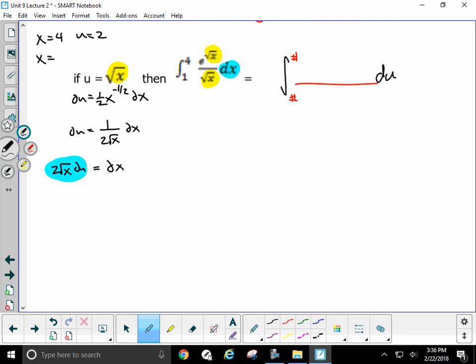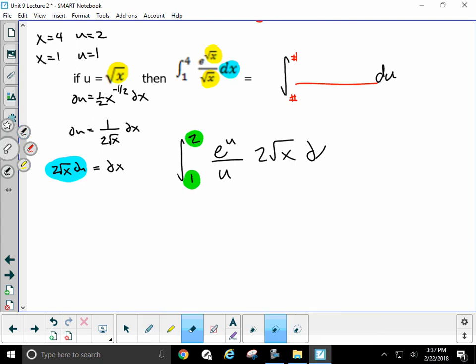Yeah, it seems like it. Do we put a u in 2 places? Am I only going to put it in 1 place? For this problem, it's kind of funky. We first know that we change the bounds to 1 to 2. Let's go ahead and substitute in u for the root x's in both locations. And then I replace the dx with 2 root x du.